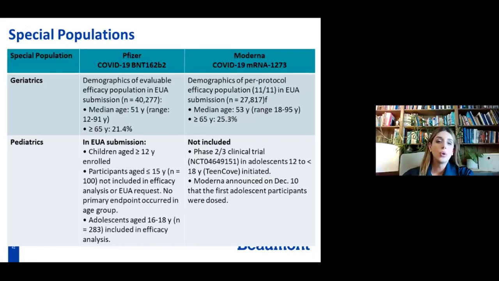Okay, very good. So these are just some of the special populations that it's good to highlight, who was in these studies. Who did we include? There were some geriatric patients, and some pediatric patients in the Pfizer study. However, we decided to hold off on approving it for people less than 16 for now. Studies are happening right now, but we need more data to see what the efficacy is.